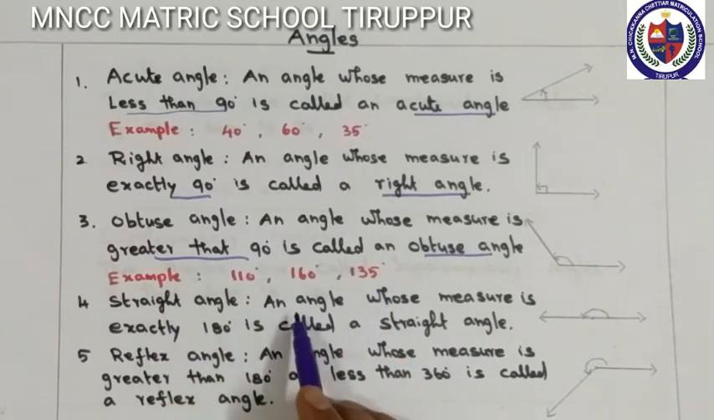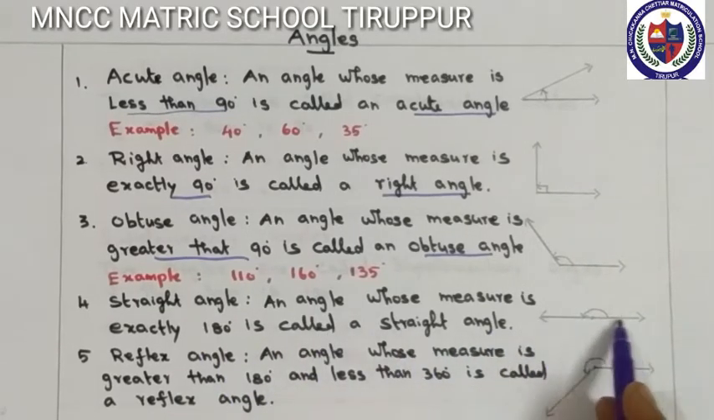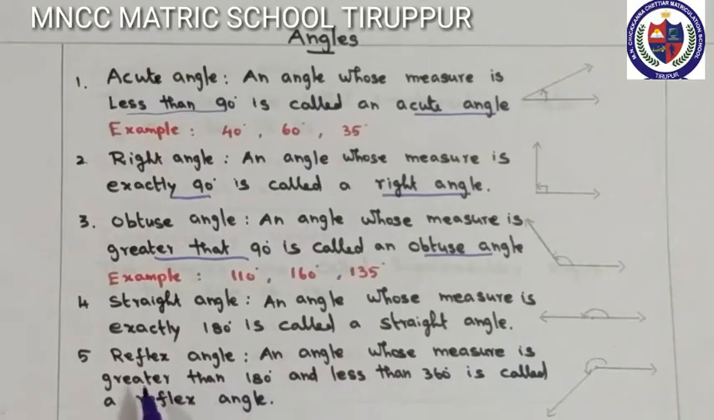Straight angle. An angle whose measure is exactly 180 degree is called straight angle. This is a straight angle. The last one, reflex angle. An angle whose measure is greater than 180 degree and less than 360 degree is called reflex angle. Example, 270, 240.